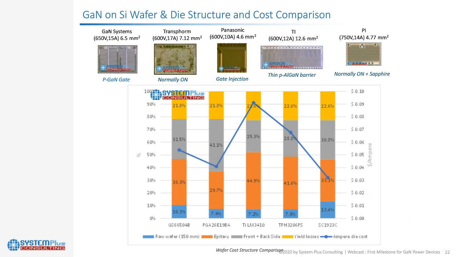The second challenge is the design itself of the die. What I want to present here is a comparison of the cost structure of the wafer and the die according to the design itself. Here I show you five die that can have PN gate design, normally on, gate injection, thin p-GaN barrier, and normally off on sapphire. Here you see that the epitaxy is still the part that has the main impact on the final cost of the device, and then you have the front side, back side, and yield losses that are still higher compared to silicon devices.